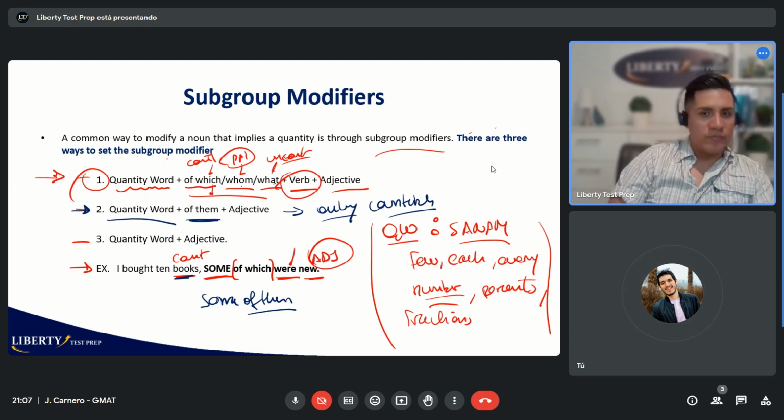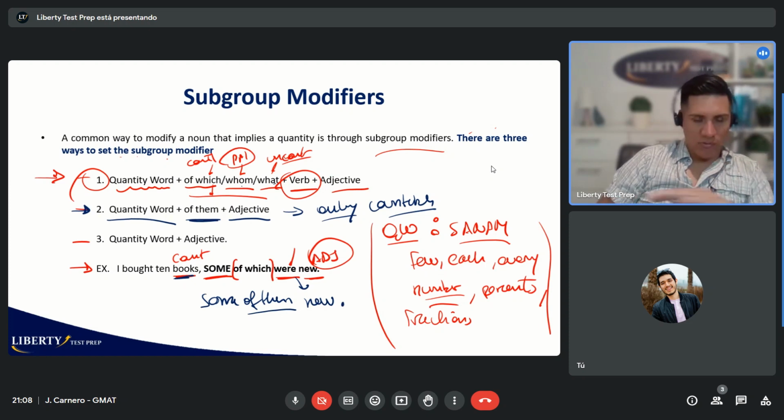Okay, in this case, it will work because books is countable, so them would be fine. Some of them. Now, if you use of them, you don't have to use a verb. That would be wrong. Sometimes you're going to place a verb here. That's wrong. You just need to have the adjective new, and that's it. Some of them new, nothing else. We need nothing else.